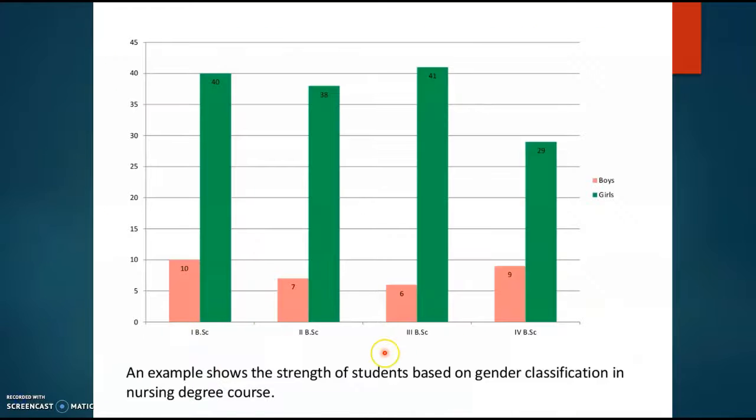This is another example of multiple bar diagram. This example shows the strength of the students based on gender classification in nursing degree course. First BSc, second BSc, third BSc and fourth BSc. So these 2 sets of data are here, boys and girls. So we have to use 2 different shades for boys and girls, and we can understand easily the strength of the students based on this gender classification.